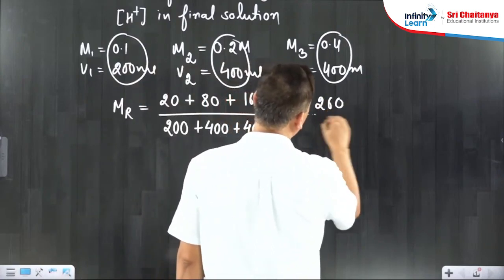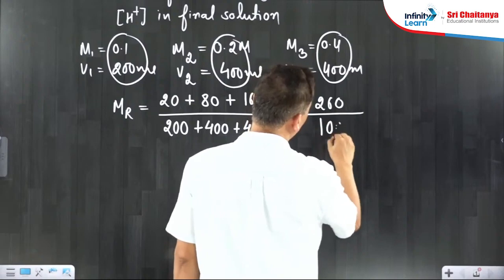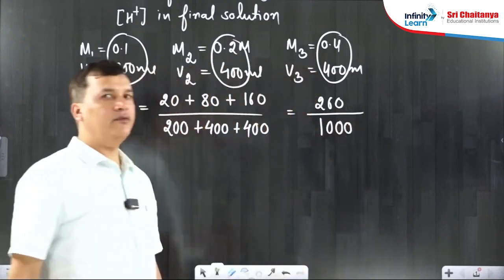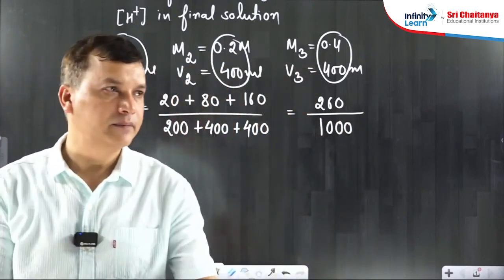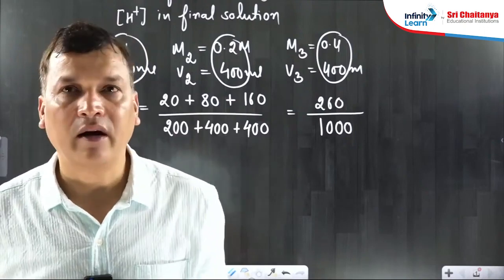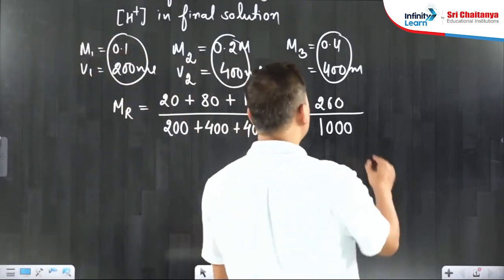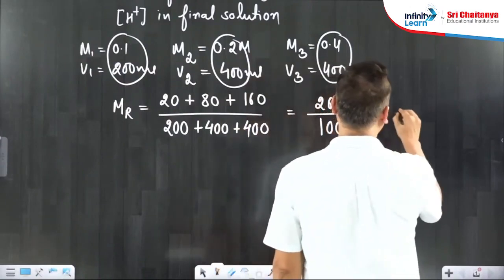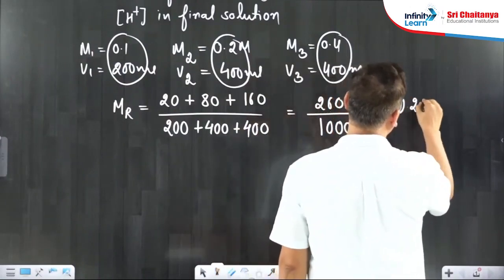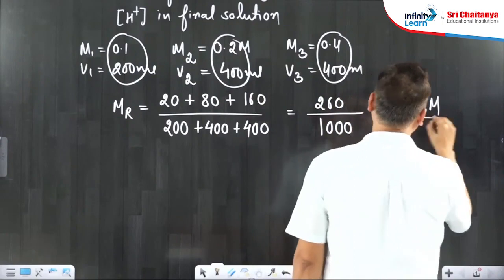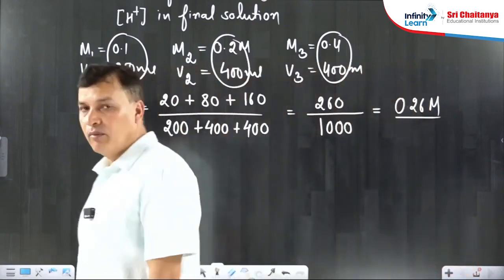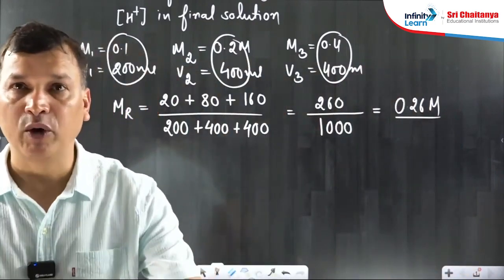That is equal to 1000. No one is responding. Please tell me what will be the molarity of the resultant solution. Please write in the chat box. Okay, only one student is responding, that is 0.26 molar concentration. That will be the molar concentration of H positive.